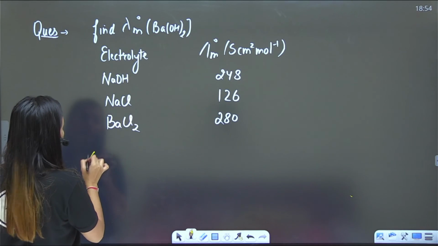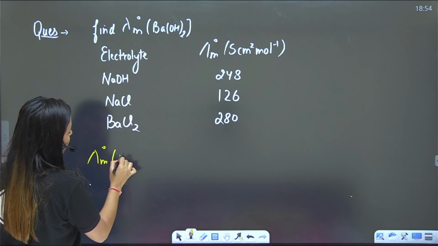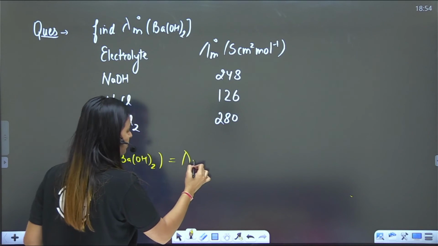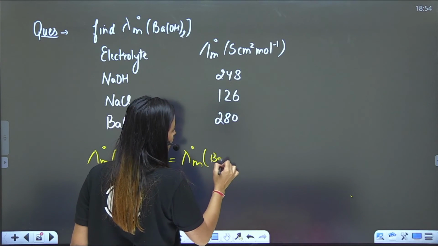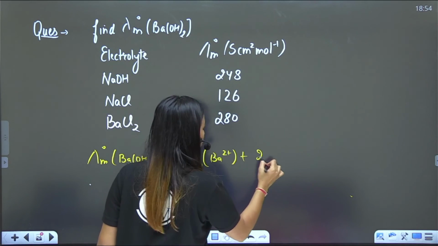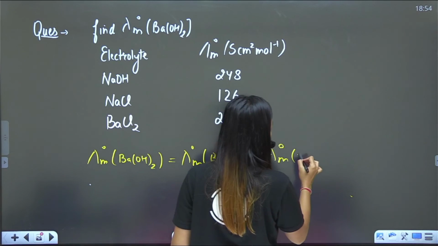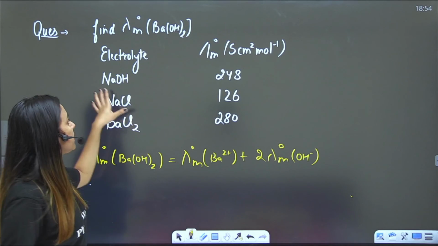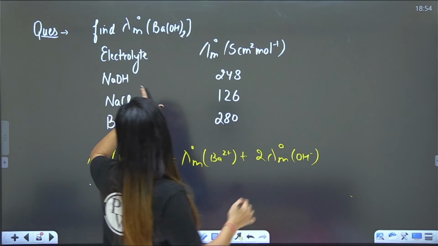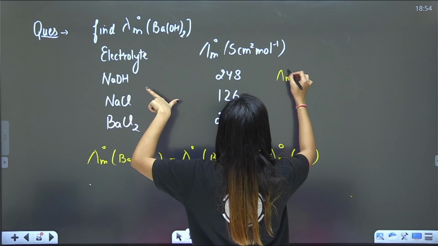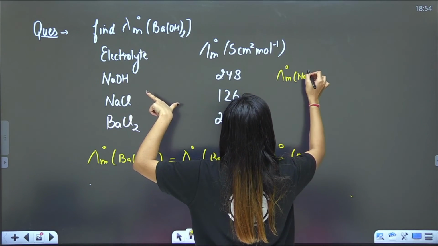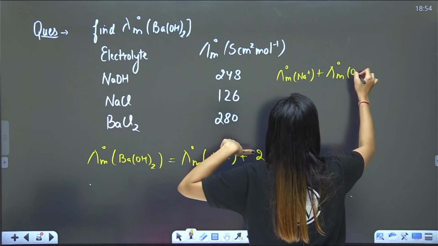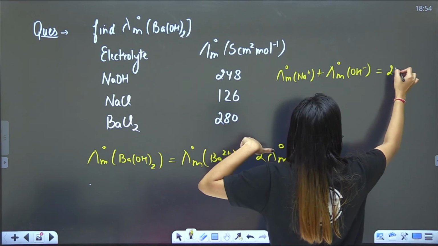that the limiting molar conductivity of Ba(OH)2 will be equal to the limiting molar conductivity of Ba2+ plus 2 into the limiting molar conductivity of OH minus. So this is something that I need. Now let's try to write them in an equation. You can say limiting molar conductivity of Na+ plus limiting molar conductivity of OH minus. This is equal to 248.